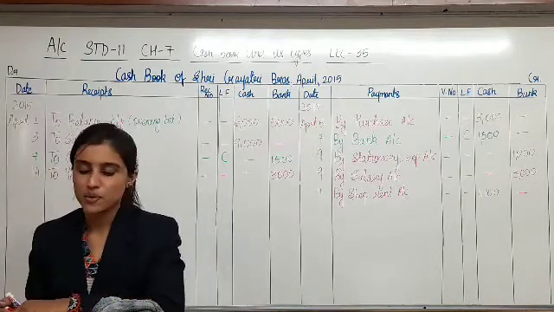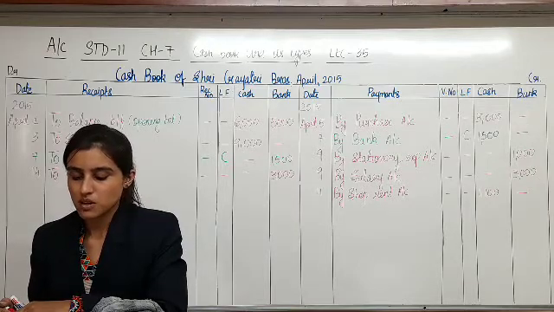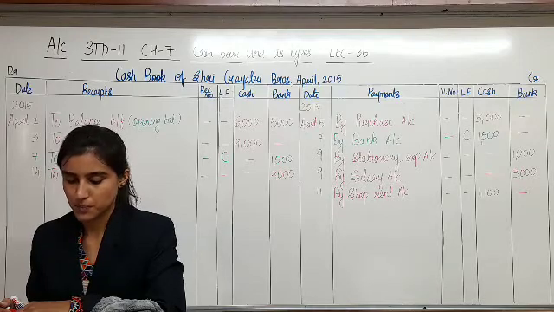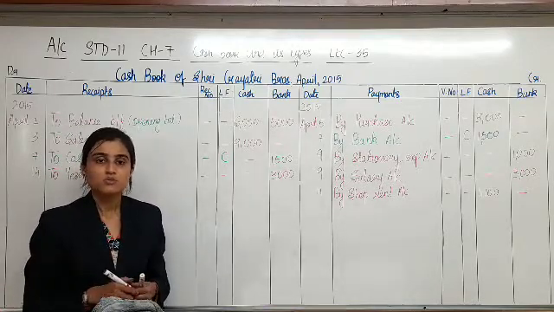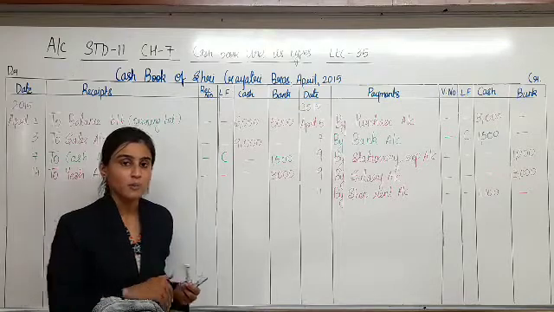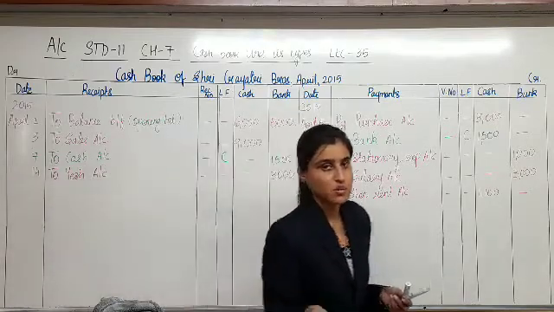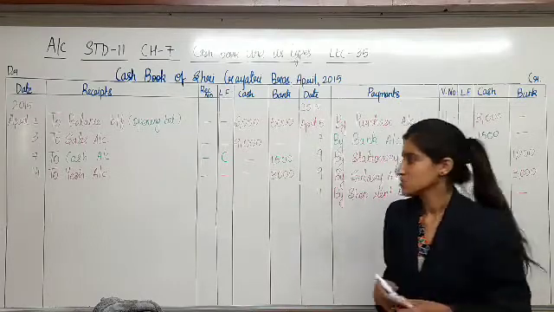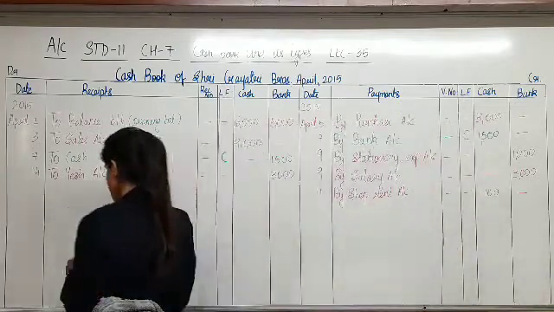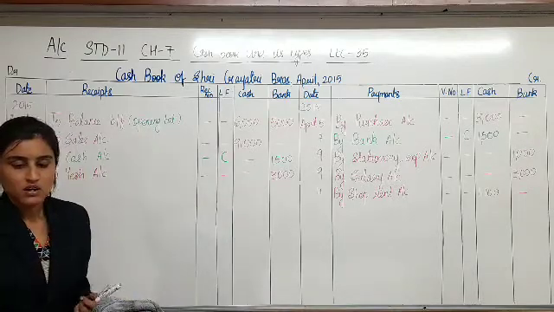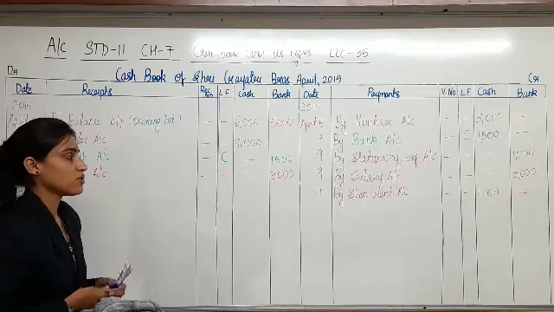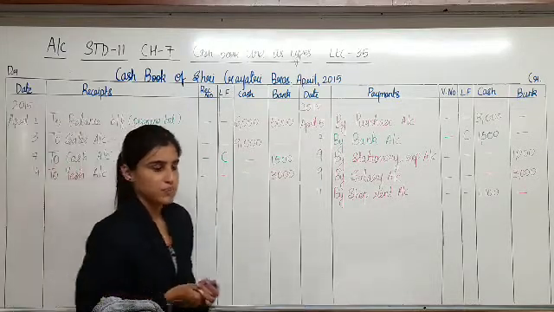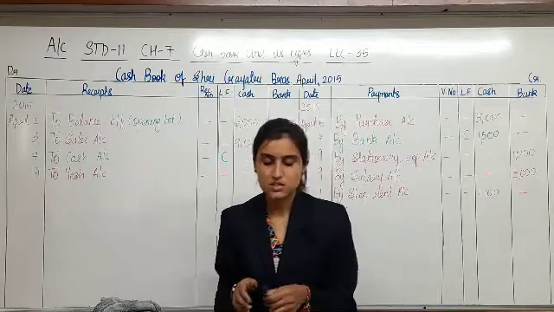Next, on 17th of April, rupees 1000 withdrawn from bank to pay fire insurance premium. See, 1000 has been withdrawn from bank for payment of fire insurance premium. Fire insurance premium has not been paid yet. So this is again a contra transaction. Let me explain. They say that the amount has been withdrawn from bank for payment of fire insurance premium. They have said that it is just withdrawn.